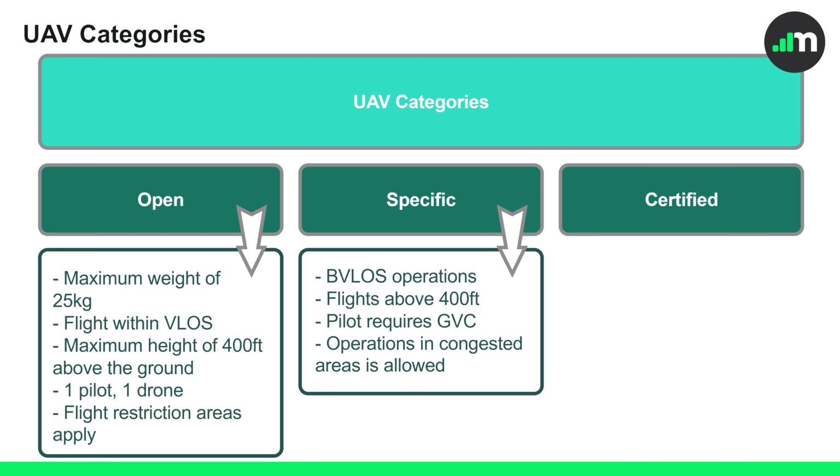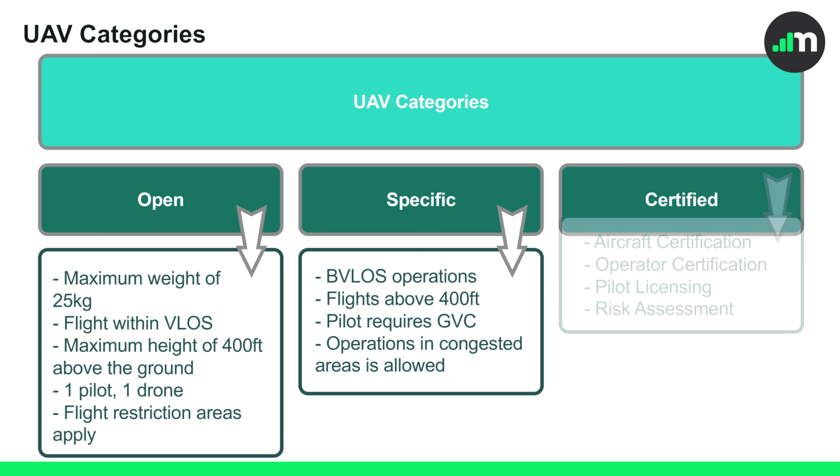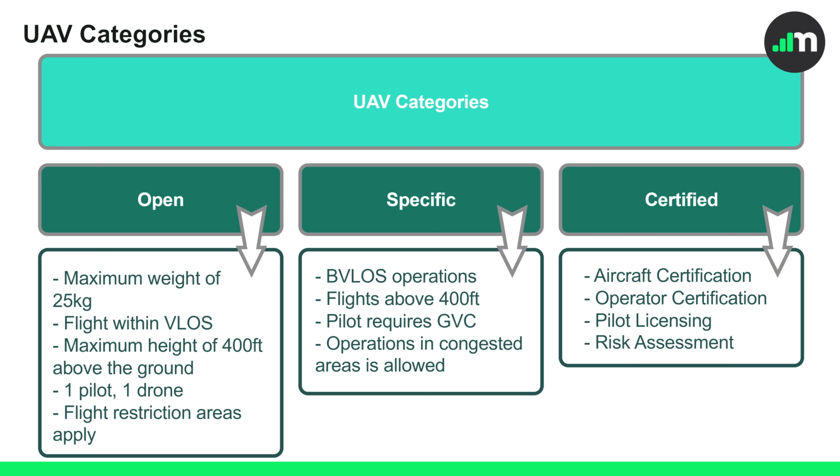Finally, the last category we've got is the certified category. Now, within the certified category, we can see that the aircraft needs to be certified, or the drone which is being utilised. The operator needs to be certified as well.